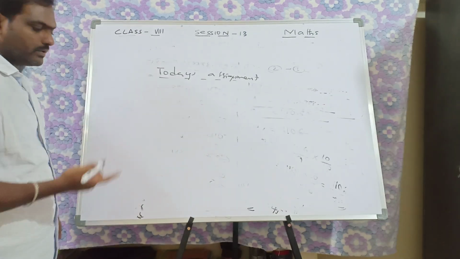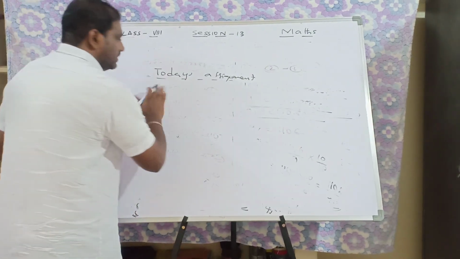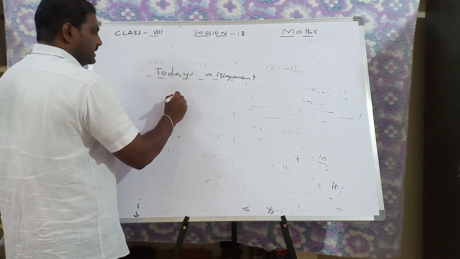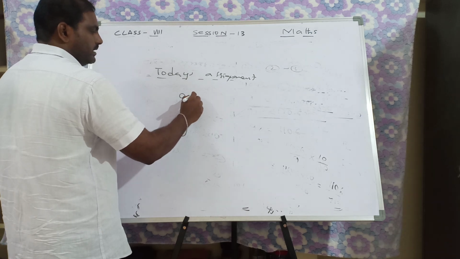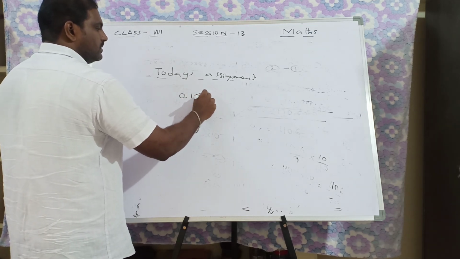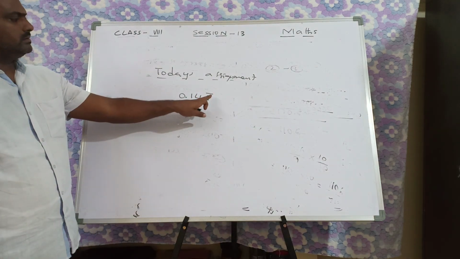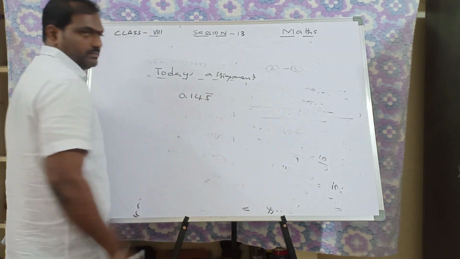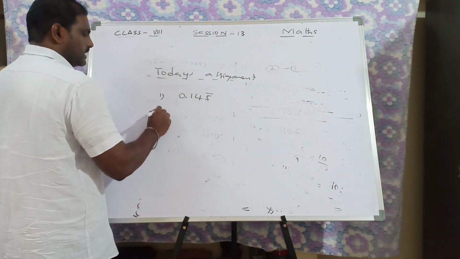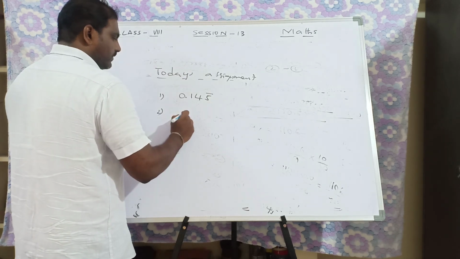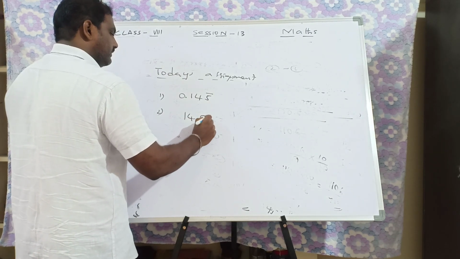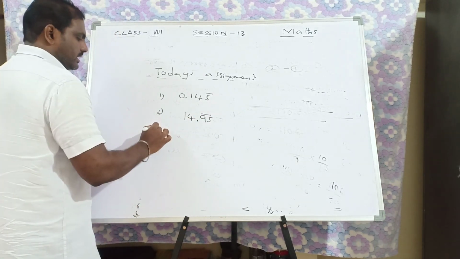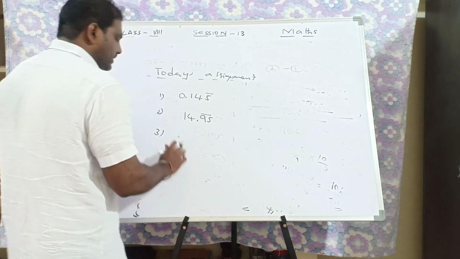So be careful with my pronunciation, because if it is not visible, again you will do the mistakes. The first question is represent 0.145 bar. 0.145. The bar is given for only 5. This is the first question. Second question is 14.95. 14.95. And third question is the same example, 12.28, like that.